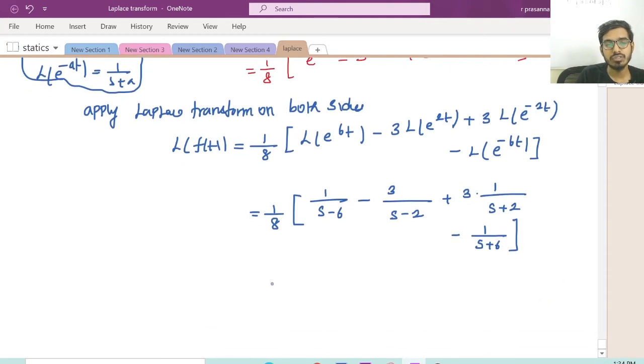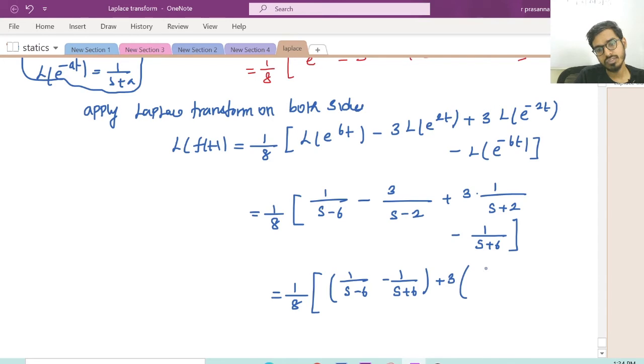If you want, you can also simplify, right? What you can do is take LCM. So just combine this and this, 1 by s minus 6 minus 1 by s plus 6, and then you can also combine these two terms by taking 3 outside.